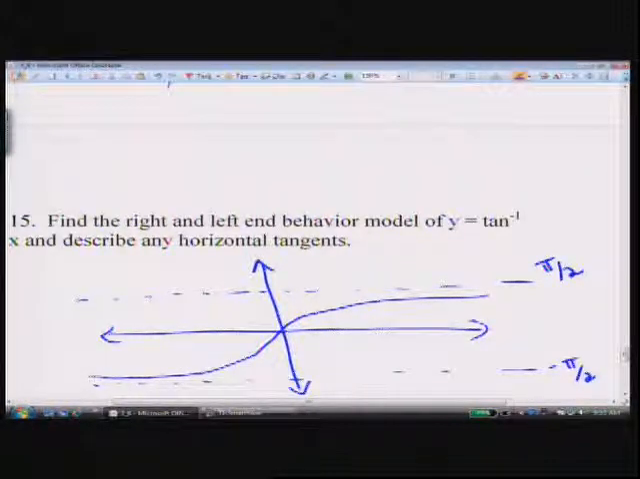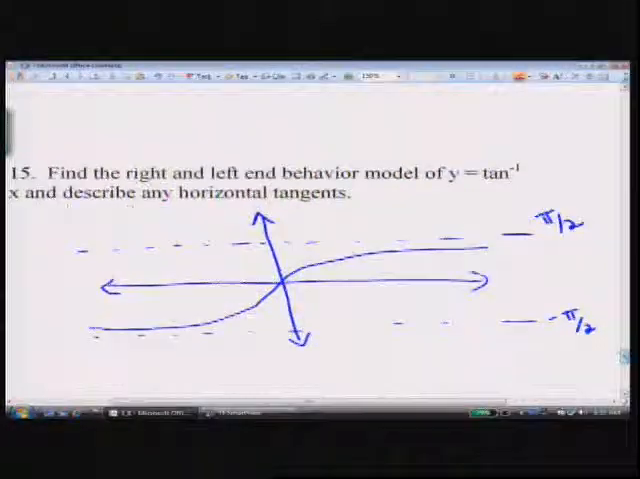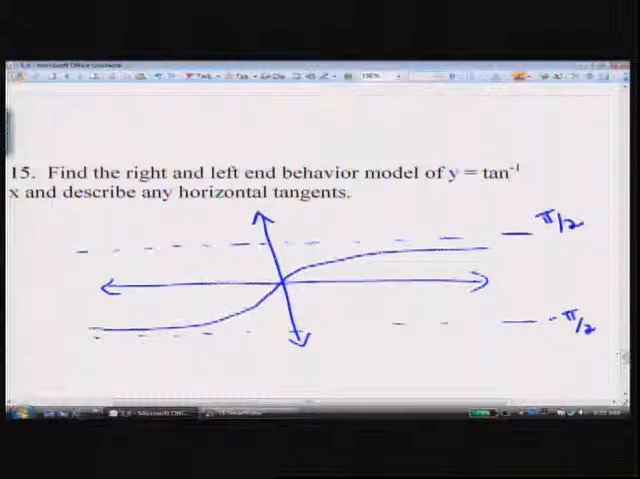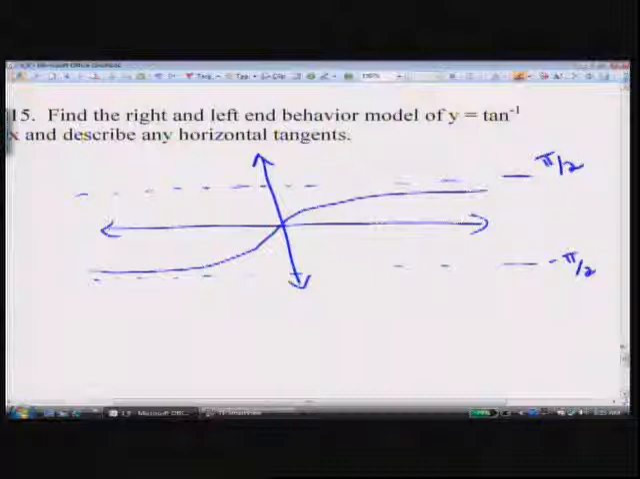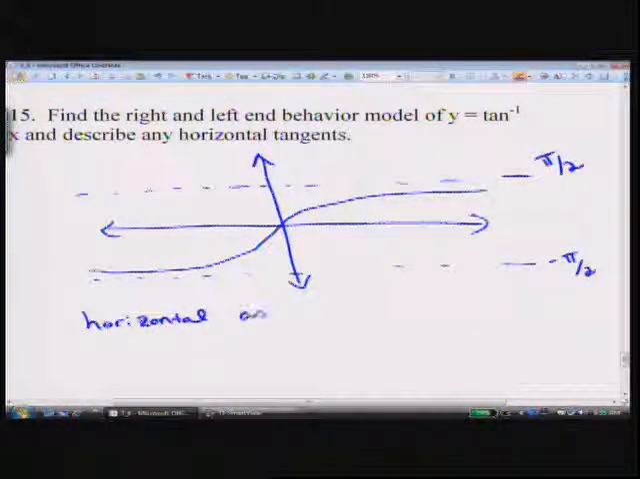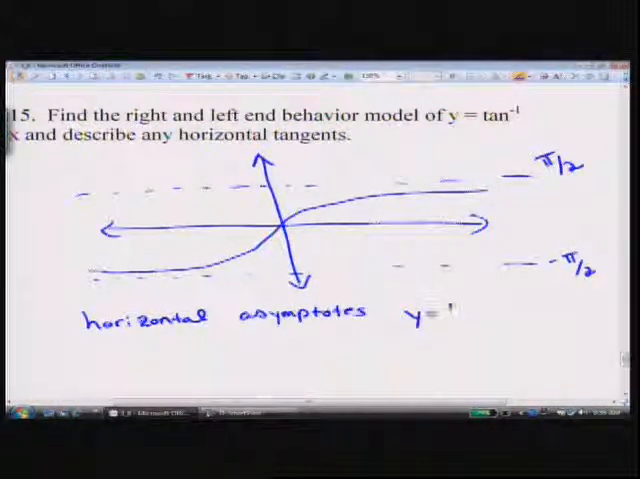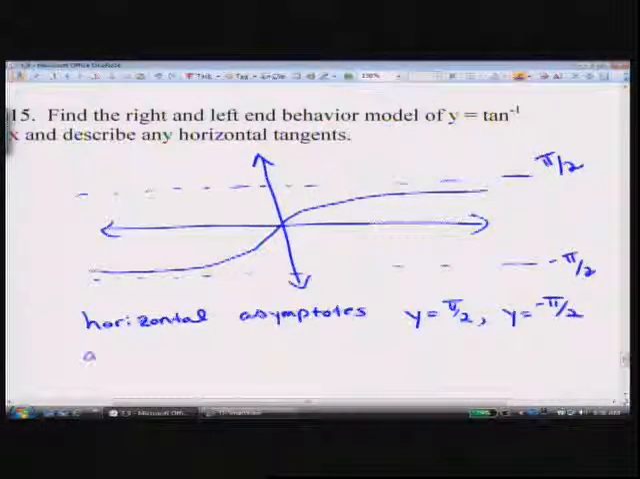Okay? And so the end behavior is just what it looks like. What does the graph look like as x goes to positive infinity or as x goes to negative infinity? Well, it looks very much like the line y equals pi over 2 and y equals negative pi over 2, right? So that's the horizontal asymptotes. So the horizontal asymptotes y equals pi over 2 and y equals negative pi over 2 are the end behavior.